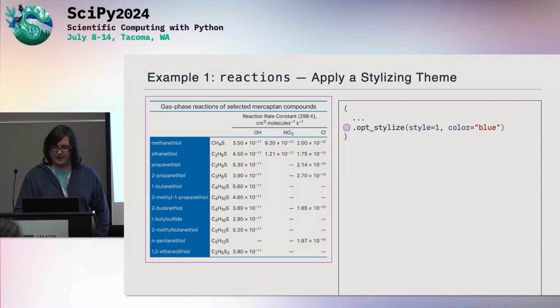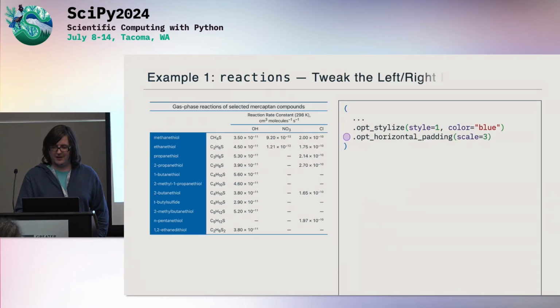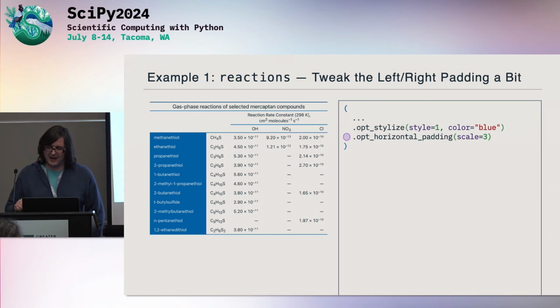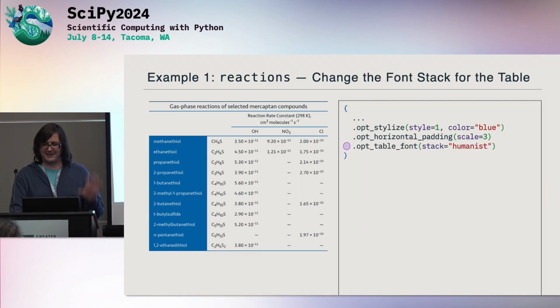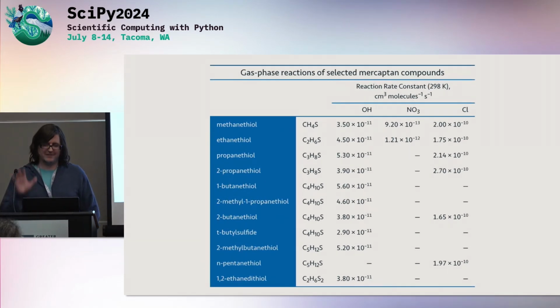And then finally, we're using opt_stylize to apply a theme. Okay, not finally. We're doing one more thing. We're changing the padding horizontally, so there's more gutter space between the different columns, so it presents better. Okay, last thing, I swear. We're changing the default font to a different font using a stack, which just means a font theme, essentially. Okay, here's our table.